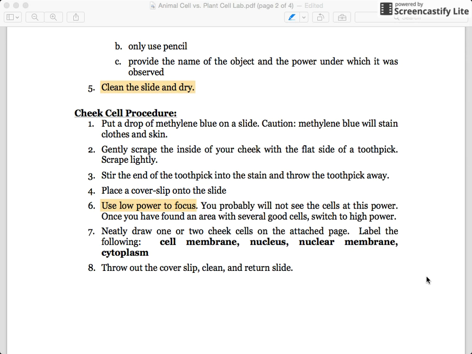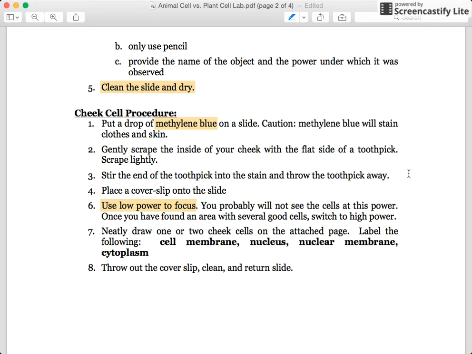The next thing you're going to do is the cheek cell procedure. So you're going to put a drop of methylene blue on the slide. Make sure that you are very careful with this because it can stain clothes and it can stain your skin, so be really careful with this. Then you're gently going to scrape the inside of your cheek with the flat side of a toothpick, and make sure you scrape lightly so you don't cut yourself. And then you're going to stir the end of the toothpick into the stain and throw the toothpick away.